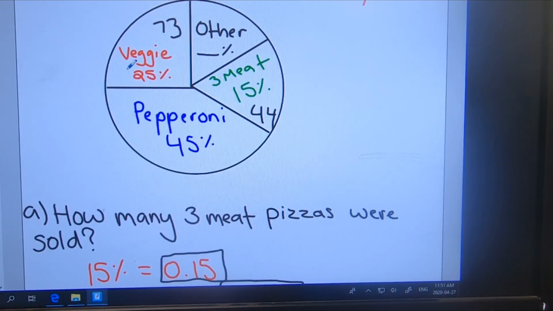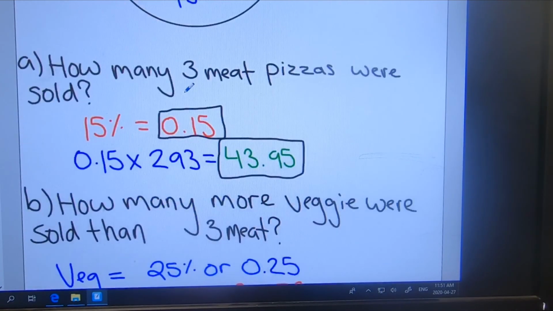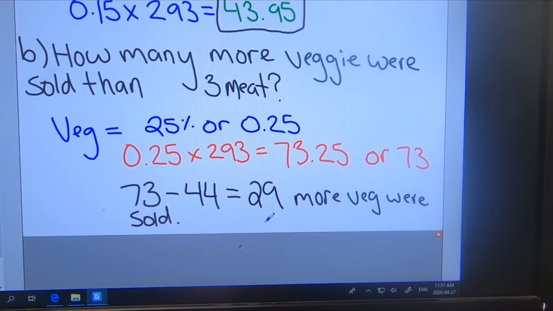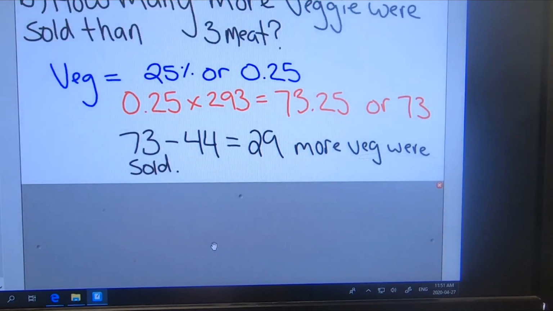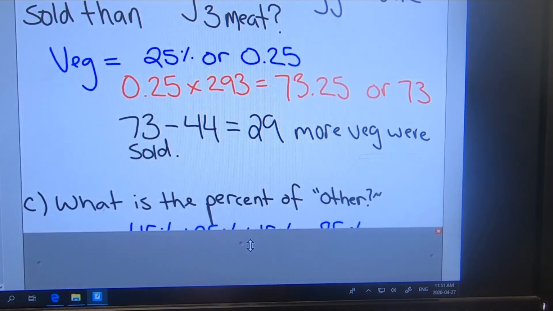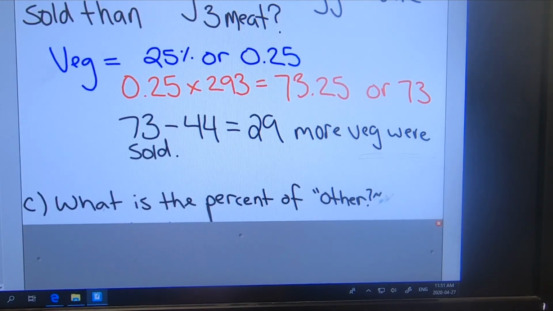So how many more of these were sold? Well, we just need to subtract them. Take away the 3-meat from the veggie, and that will tell us how many more were sold. So there were 29 more vegetarian pizzas sold. So be very careful, guys, when you're reading these questions. Sometimes they actually don't even require you to do any work. They just need you to look at the graph. And sometimes they'll say how many more than the other. So just be careful.